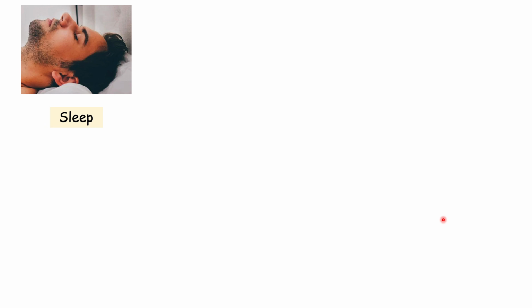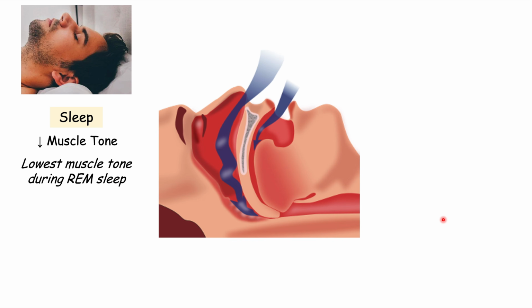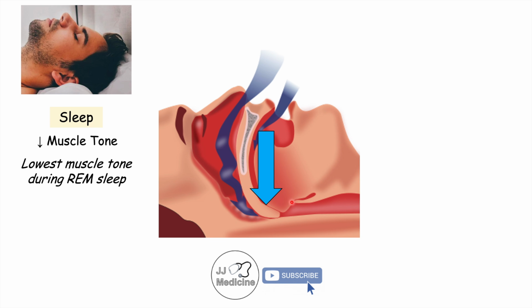Now let's discuss what happens in obstructive sleep apnea. During sleep, there's going to be a decreased muscle tone. In particular, the lowest muscle tone is going to occur during REM sleep, so rapid eye movement sleep, when patients dream. This is when they're going to have the lowest muscle tone, and this is when they're going to have the most episodes of obstructive sleep apnea. So what's going to happen is muscles like the tongue and some other structures in the neck may relax too much, leading to a blocking of the airway. And you can imagine that if you have this blocking, you're not able to get air through that obstruction.